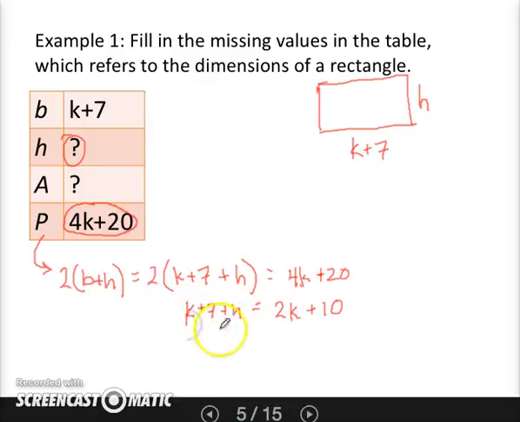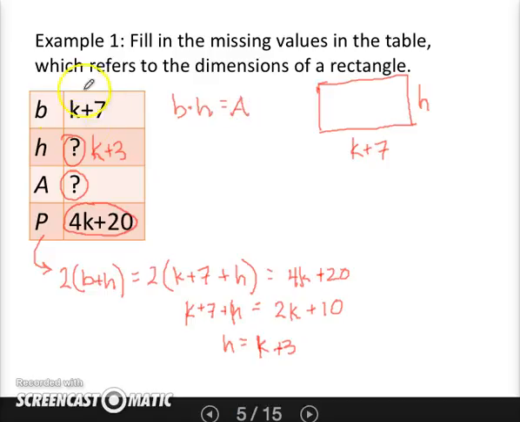And I'm still solving for h, can't lose sight of that. I'm going to subtract k from both sides and 7 from both sides. So I'm going to be left with h equals, only 1k is left on this side, 10 minus 7 is 3. So I have h equals k plus 3. That doesn't look like much of an answer, but I am allowed to leave things in terms of k in this table because they've given me the values in terms of k. So h I'm going to fill in is k plus 3. Now I need to find the area, and I know that the area must be base times height.